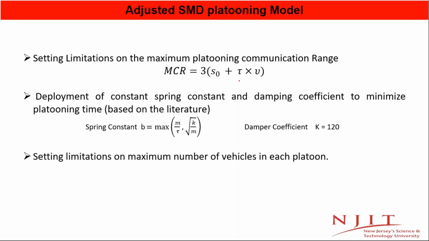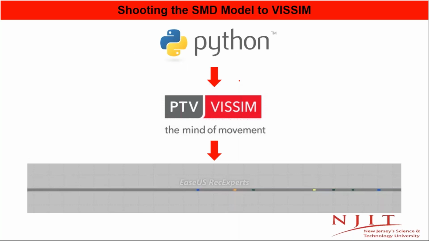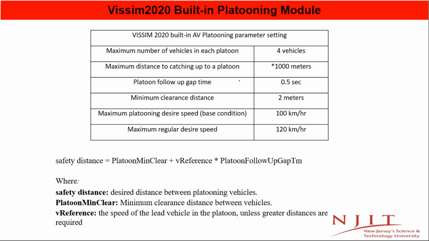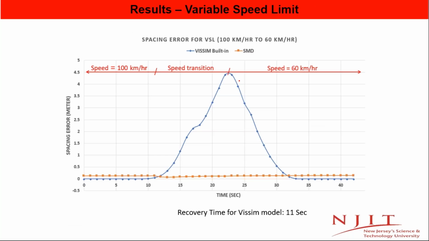Awesome, thank you. And then the final question: why do you think that your results vary so much from the Vissim built-in module? Actually, I don't know the logic behind the Vissim built-in platooning module, because in the manual there are not a lot of details, so I don't really know the reason. I know the SMD model very well because I coded it in Python, but I don't know how the Vissim built-in module works. I don't have a lot of detail about that.